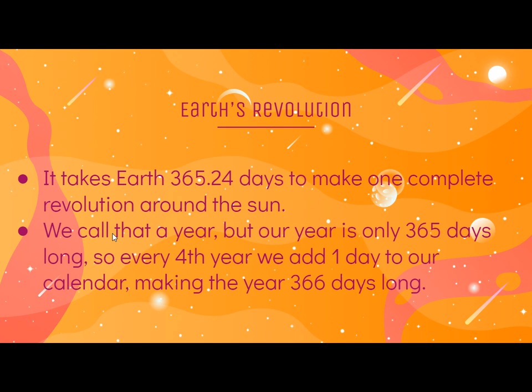Okay, how many days do we have in February? Normally we have how many? 28. 28 days in February. Except for every 4 years, we have how many? 29. So every 4 years, we add an extra day to our calendar. It just happens to be February 29th to make up that extra quarter of a day.